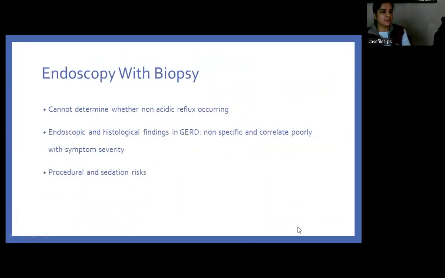Endoscopy, when combined with biopsy, increases the diagnostic accuracy. However, it cannot determine whether non-acidic reflux is occurring or not. Endoscopic and histological findings in GERD are non-specific and they correlate poorly with the symptom severity. And there is associated procedural and sedation risk.